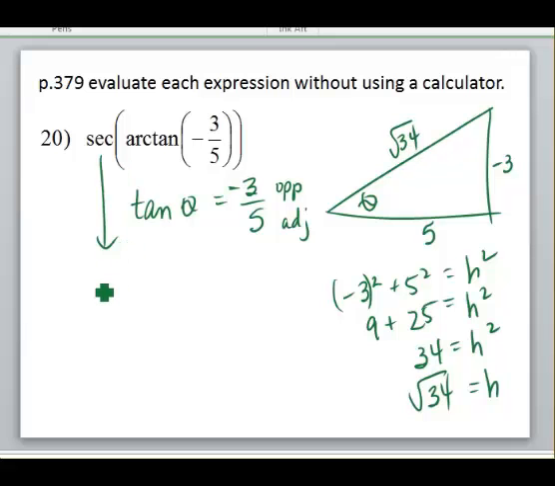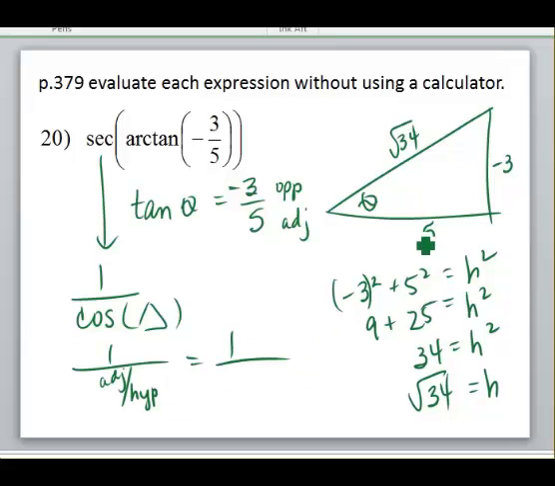So now I can figure out my secant. Secant is really 1 over the cosine. Okay, so I'm going to do 1 over the cosine of my triangle. Cosine is adjacent over hypotenuse. So 1 over the adjacent over hypotenuse. So I get 1 over the adjacent side would be 5 over the square root of 34, which 1 divided by that then ends up being the square root of 34 over 5.